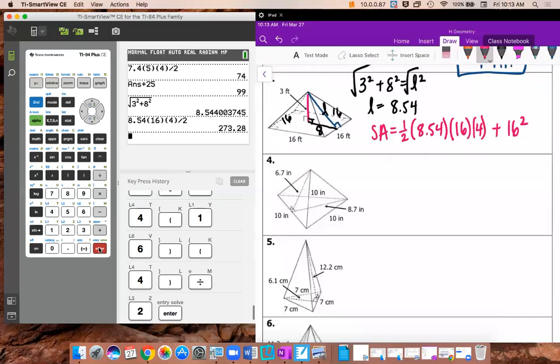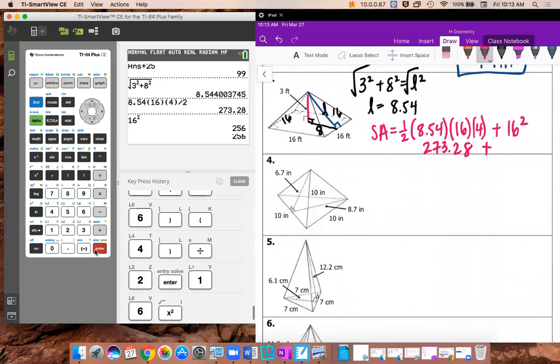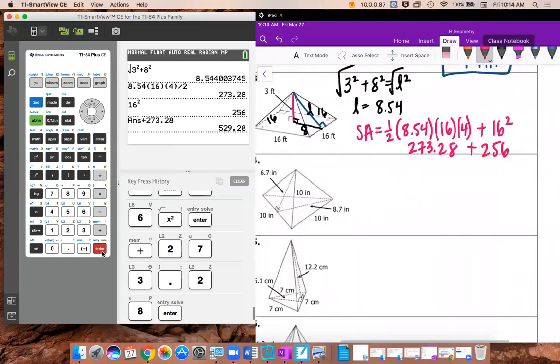So this comes out to be 273.28 plus 16 squared, which is 256. And then we just add those together. So 256 plus 273.28. And then that gives us that our total surface area for this problem is going to be 529.28 feet squared. Okay.